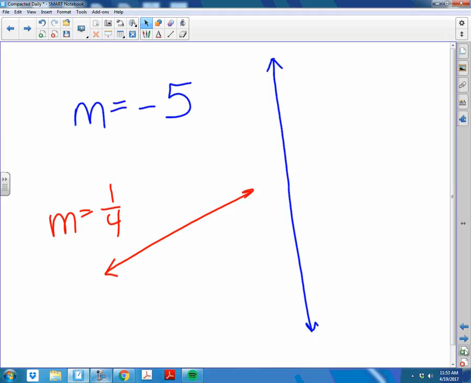Yes, and we don't know why, but it is. Anytime you see the letter M, they're talking about slope. And in fact, if you look on the formula sheets for algebra or 8th grade, you'll see it referred to as M.